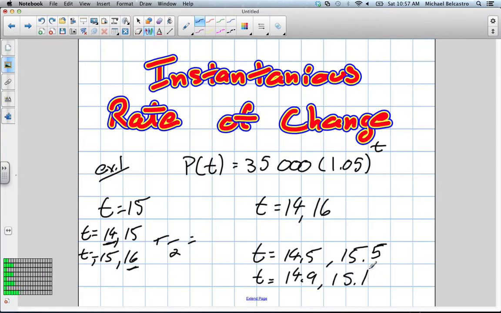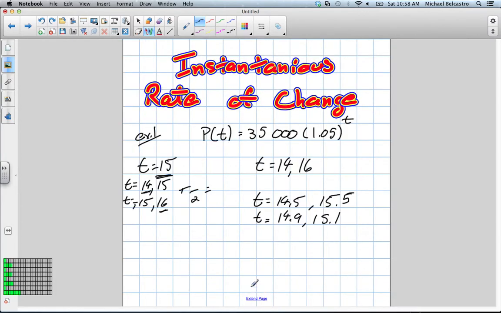And you see how the closer and closer I get using these two terms, the more accurate my estimate is going to be for the instantaneous rate of change at year 15. Okay. Now in this one, instead of calculating two slopes, we only have to calculate one slope. Okay. So what we'll do is we'll calculate the one slope very quickly here.